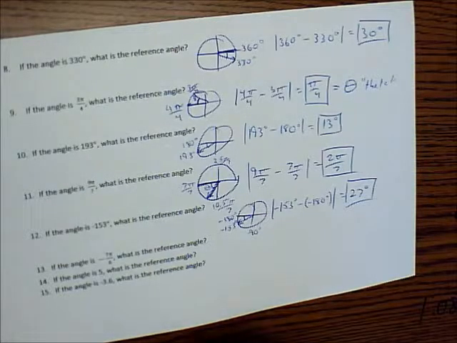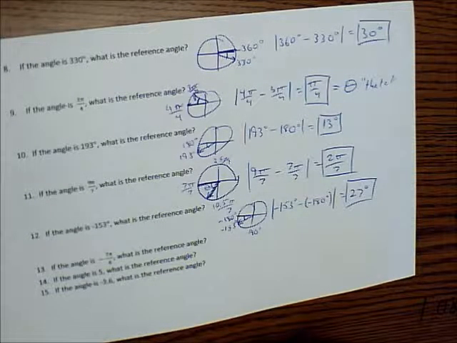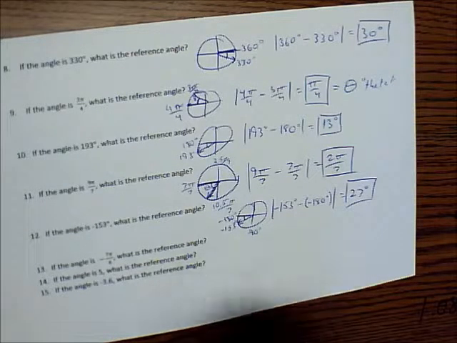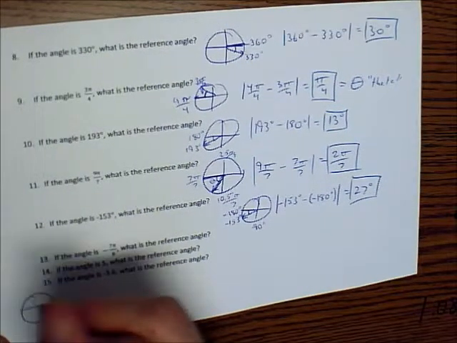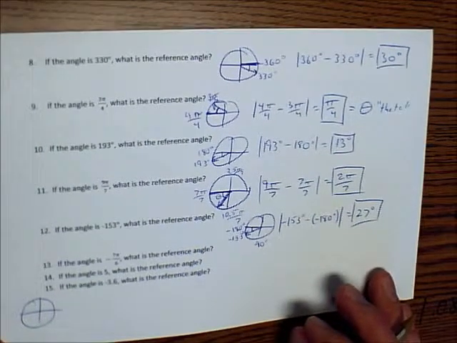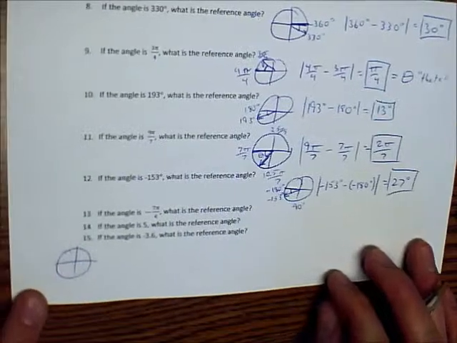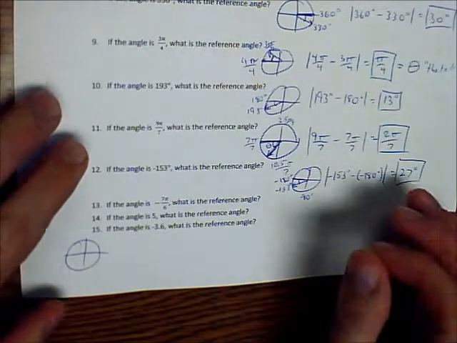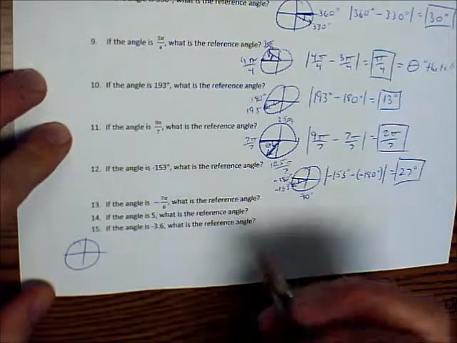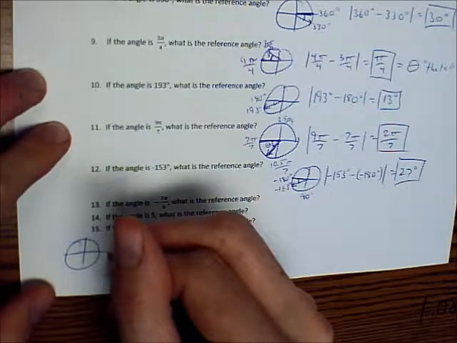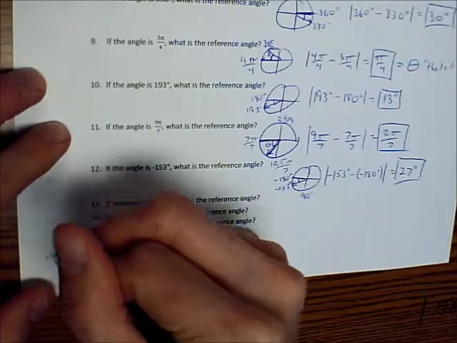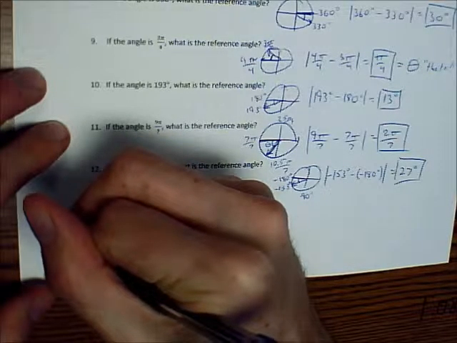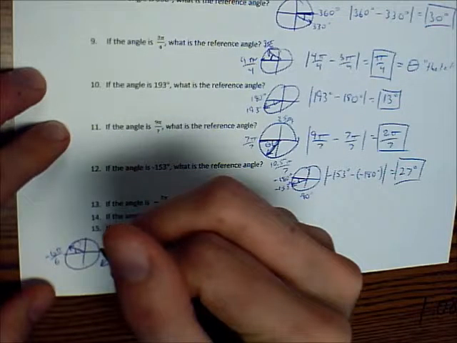Okay, so 13, 14, and 15 I had to squish together to fit them all on the same page. So I'm going to squish the graphs together too. Okay, let me make sure I'm in a good spot on the camera. Alright, so 13, we've got negative 7 pi over 6. So I'm counting in the negative direction this time. Here would be negative 6 pi over 6. Negative 7 pi over 6 is going to be 1/6 past that.